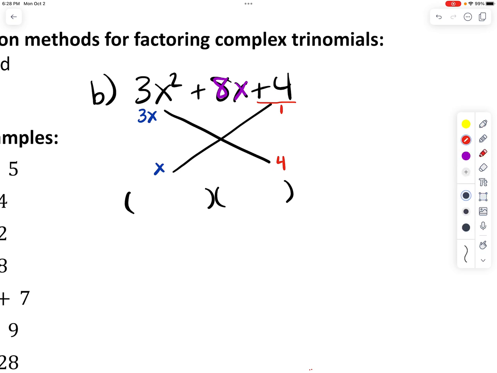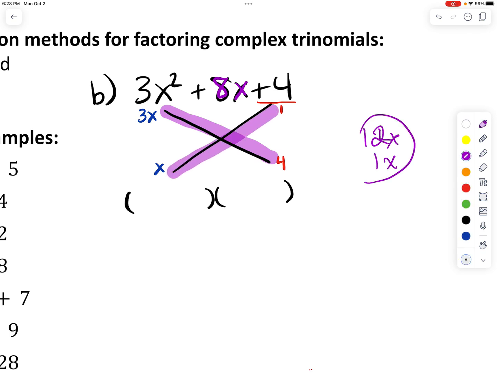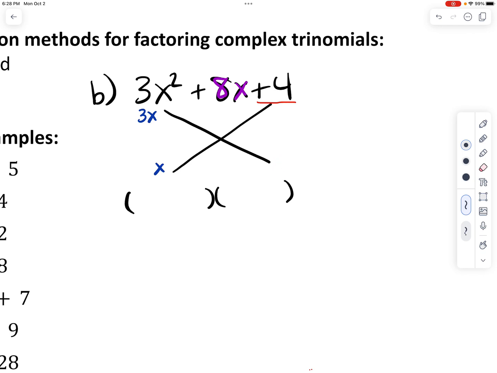Now when I cross multiply, that there gives me 12x. That there gives me 1x. 12x and 1x cannot get me to 8, so that's not right. So 1 and 4 didn't work.